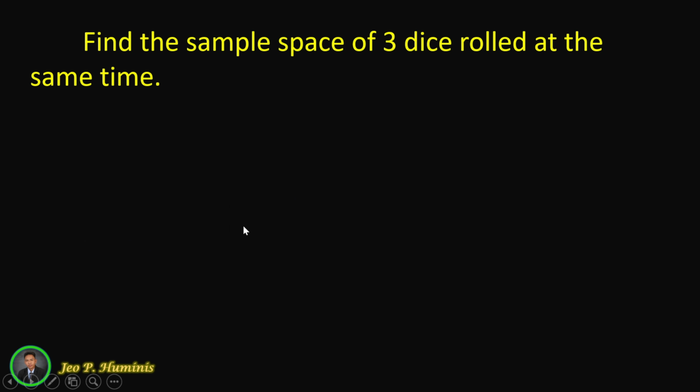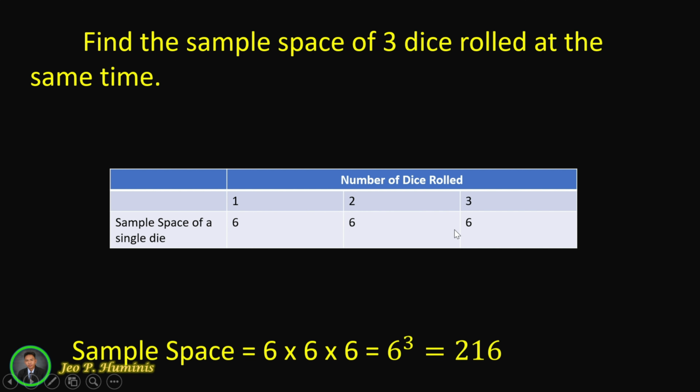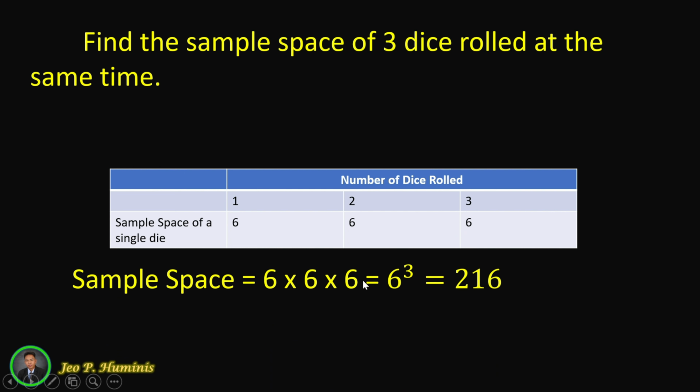Find the sample space of 3 dice rolled at the same time. Okay, we have here the number of dice rolled. We have 3 dice rolled, and the sample space of each die is 6. So all we have to do is multiply this 6 three times. That means 6 times 6 times 6 is equal to 6 cubed, and this we will get 216.